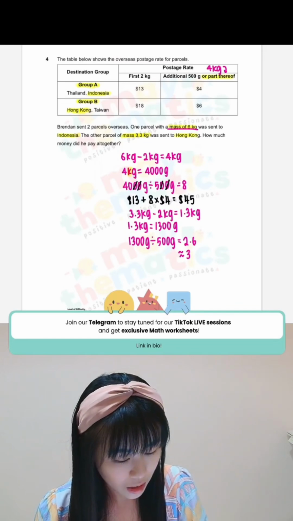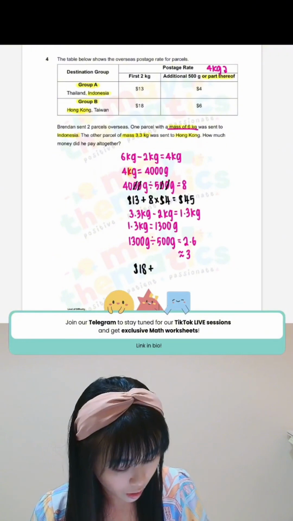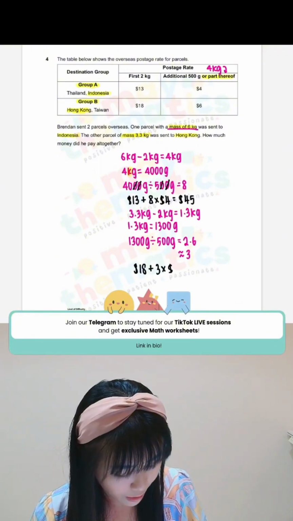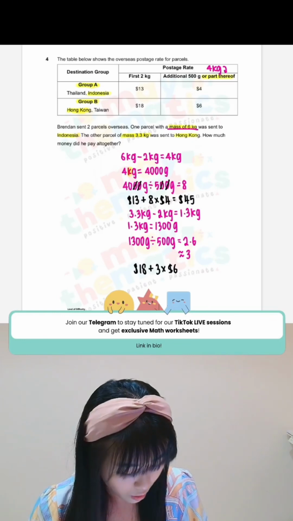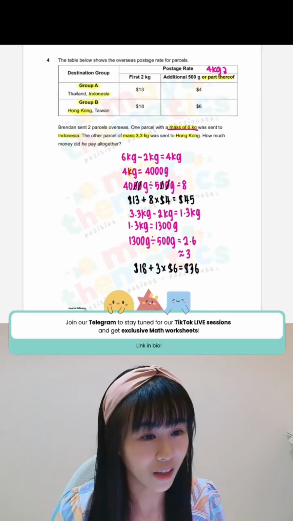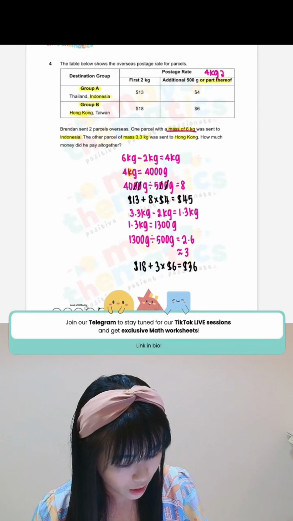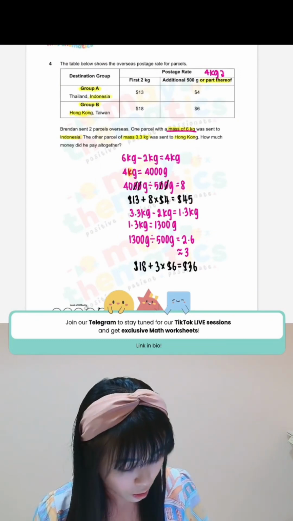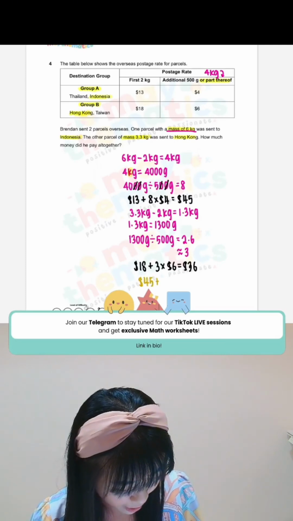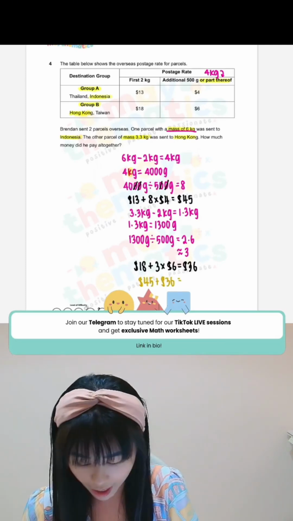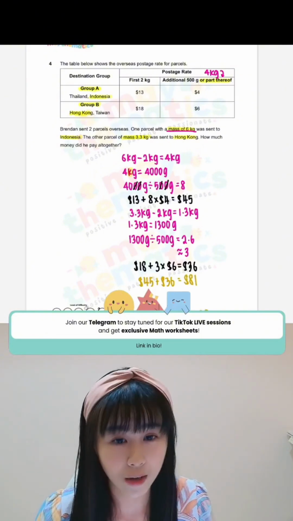So in this case, first 2 kg, we are being charged $18. And then we got 3 of the $6 that we will be charged in the second column. That will then give you $36. Somebody asked, is the final answer 81? Just now we are being charged $45 for the first parcel, and $36 for the second parcel. So we'll take 45 plus 36, and our answer is going to be $81.